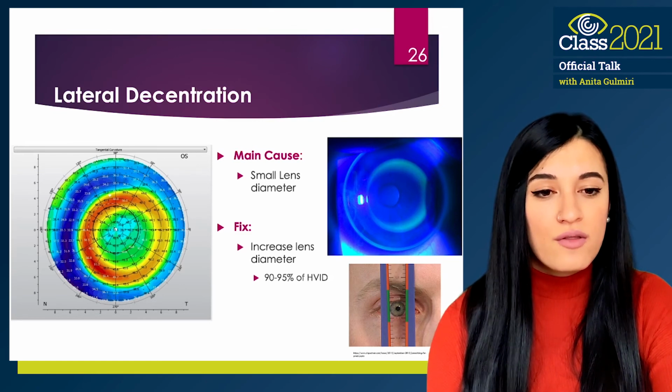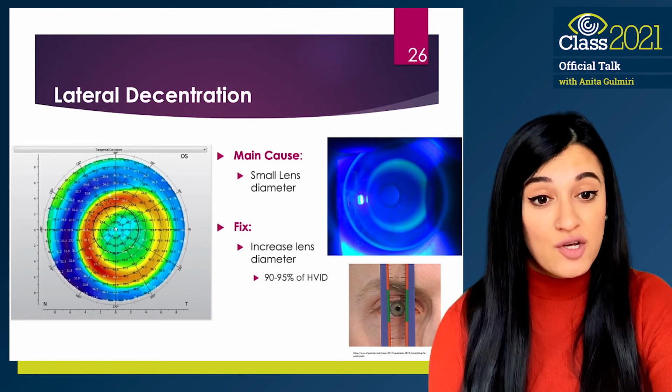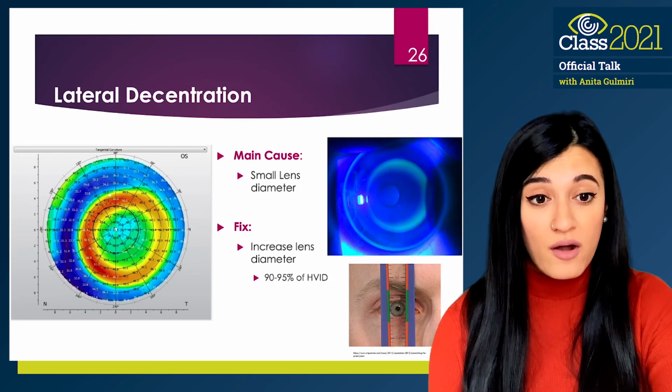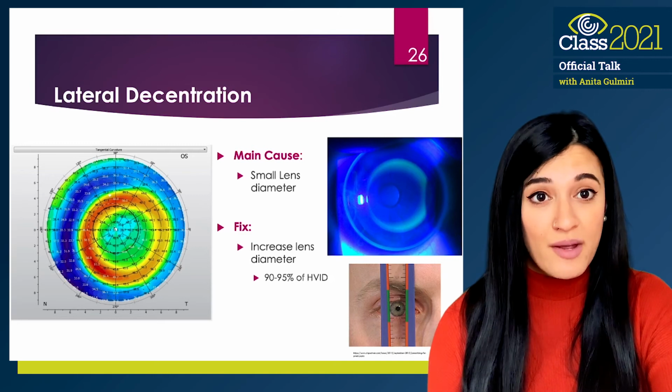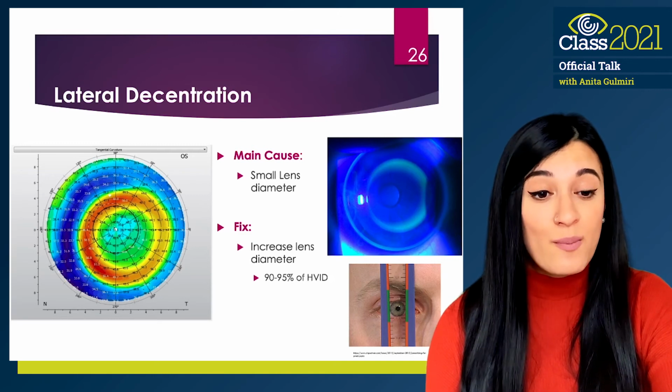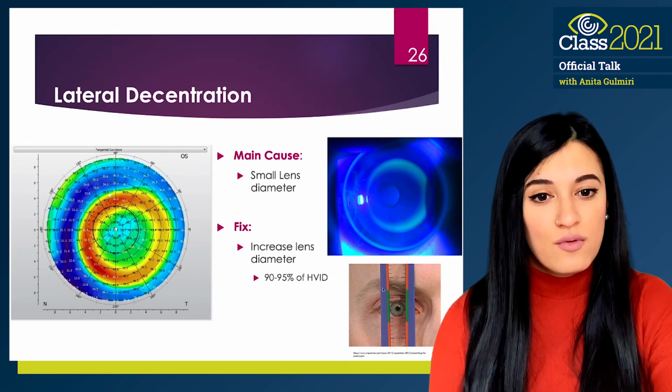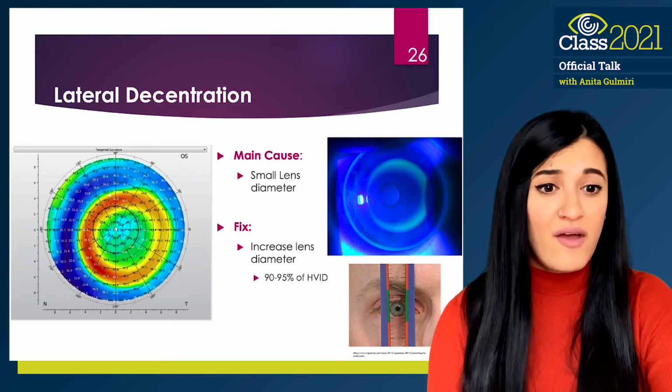A quick note here, there are several different ways to measure your HVID. You can use your corneal topographer. You can sometimes use slit lamps that have reticules that can be used to measure HVID. A simple other method is to use an HVID ruler like this one here, and a lot of manufacturers can actually help supply these for you.